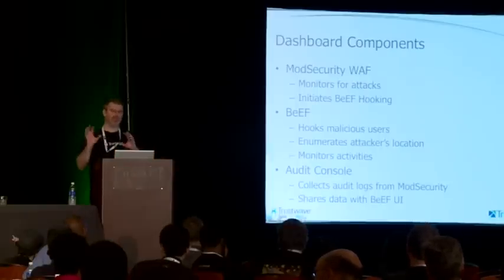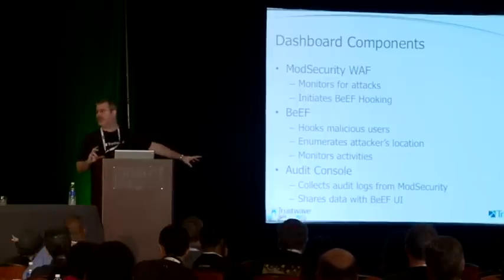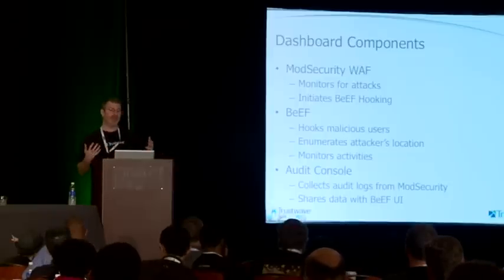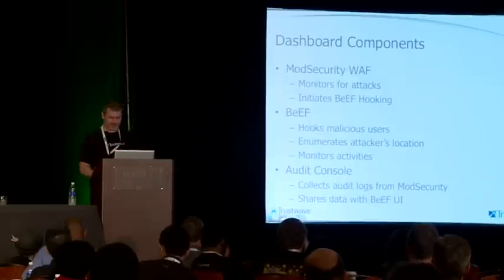So we're going to set up the BeEF server where we manipulate a few things to make it for our purpose. And then we have the audit console integration that we're going to talk about at the end, which is including WAF events into your console so you get more context of what this user is doing.